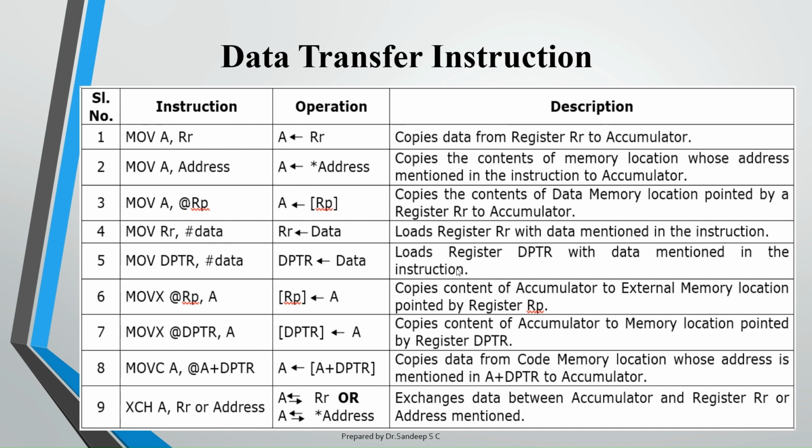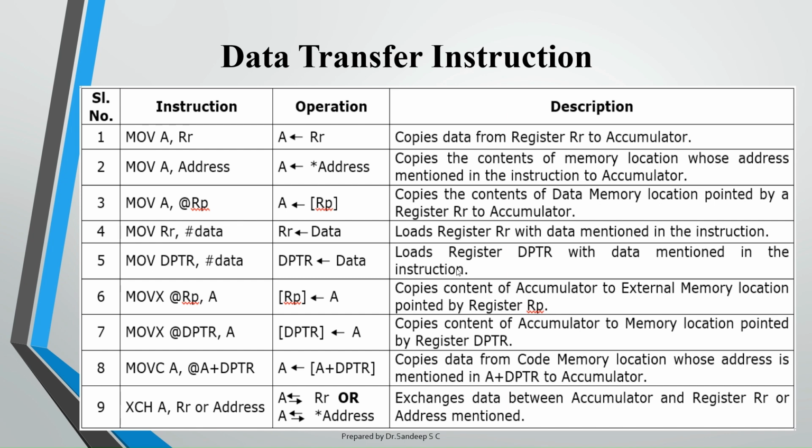Then we have MOV DPTR, #data. DPTR is a data pointer, which is a 16-bit register. However, this DPTR can be used as two 8-bit registers also, that is data pointer higher byte and data pointer lower byte, DPH and DPL. Then we have the MOVX instruction. This instruction is used for external memory access.